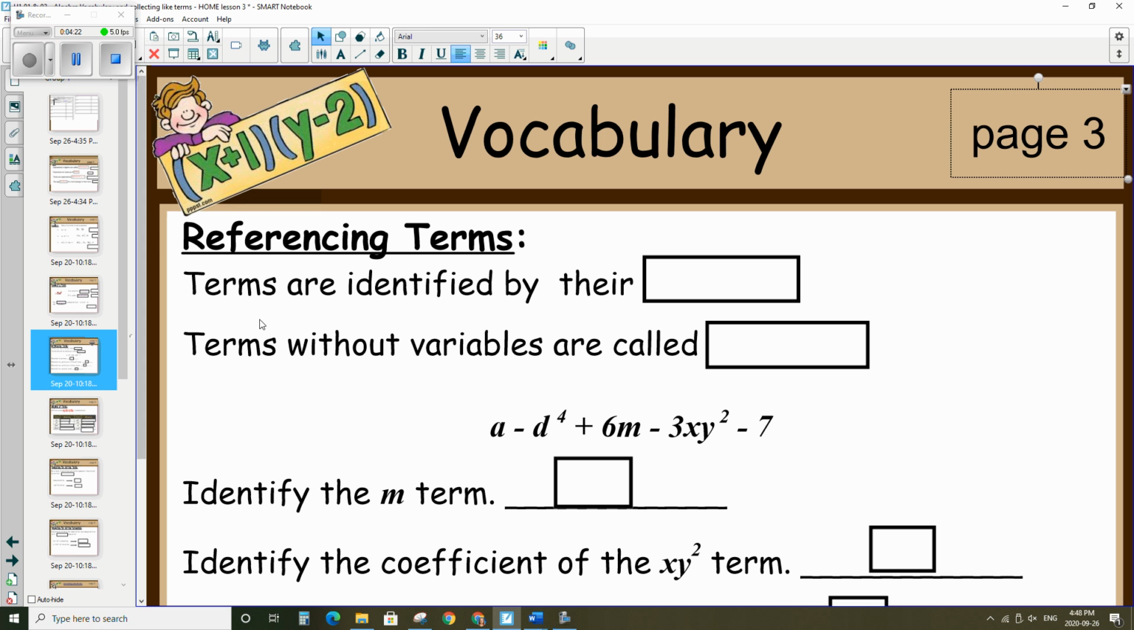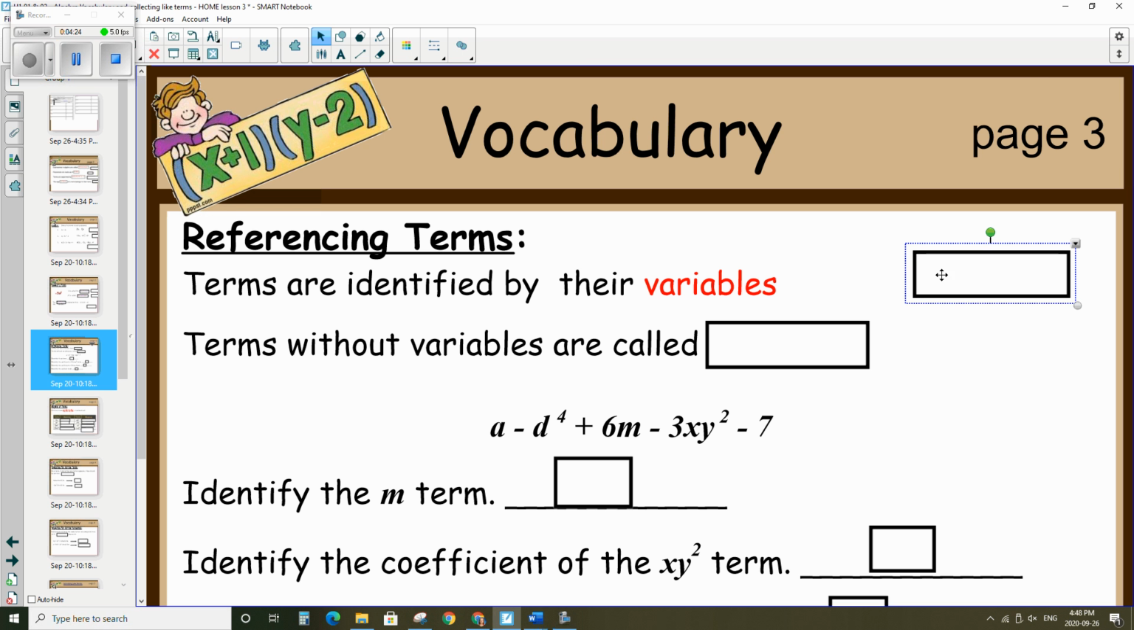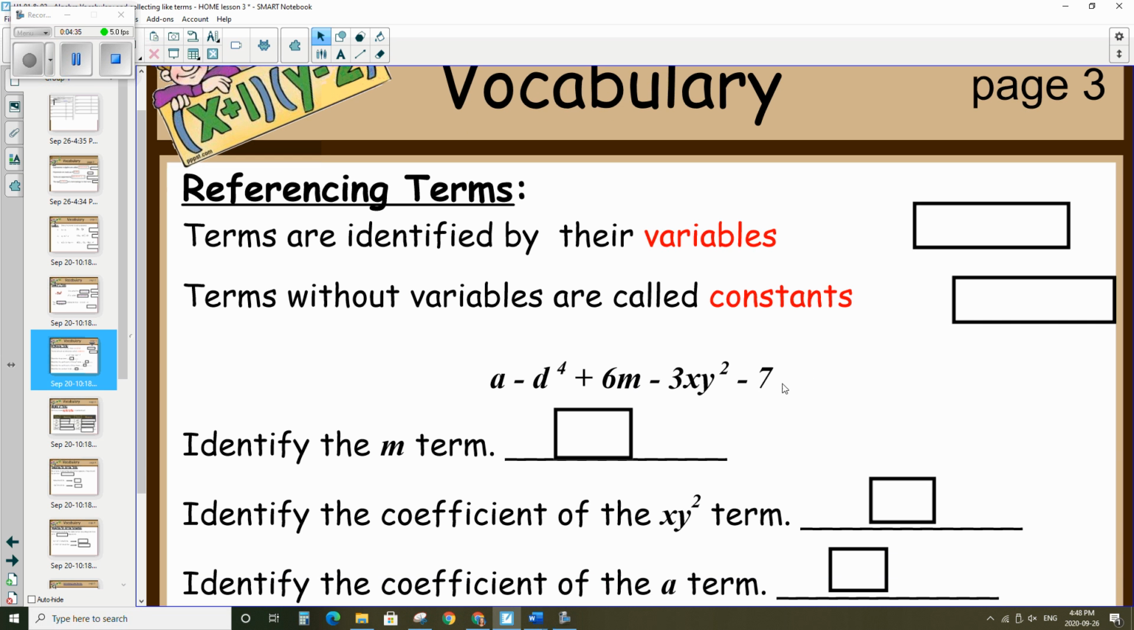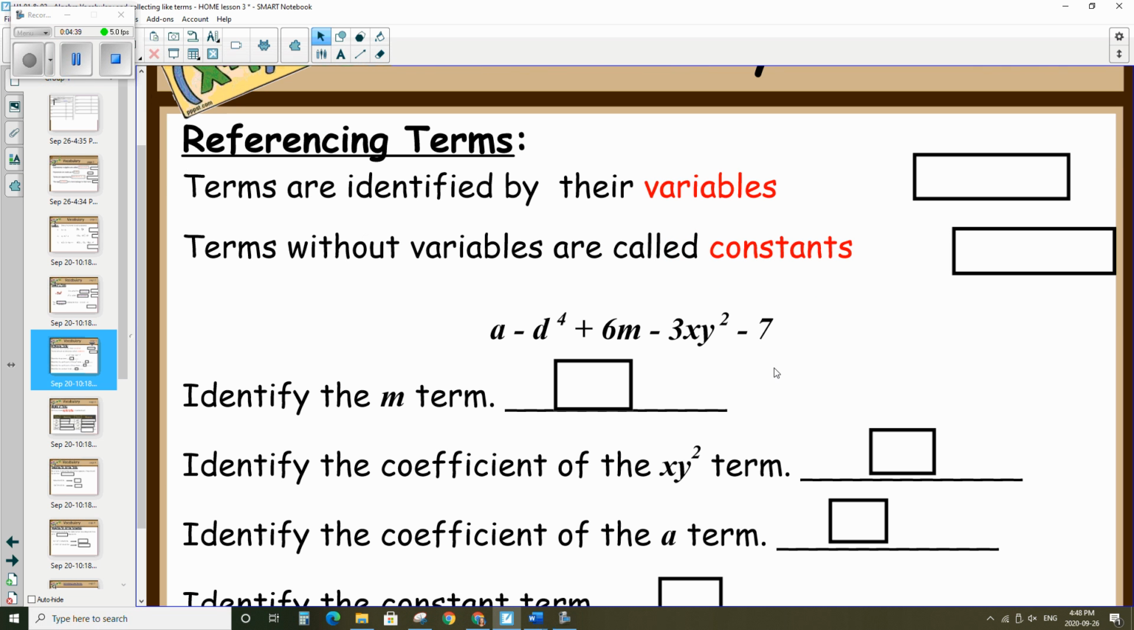Referencing terms, terms are identified by their variables, so by the letters. The terms without variables are called constants. So sometimes you will have a term that is just a number, and that's called a constant. Right at the end here we have -7, there's no letters with it. That would be called a constant.